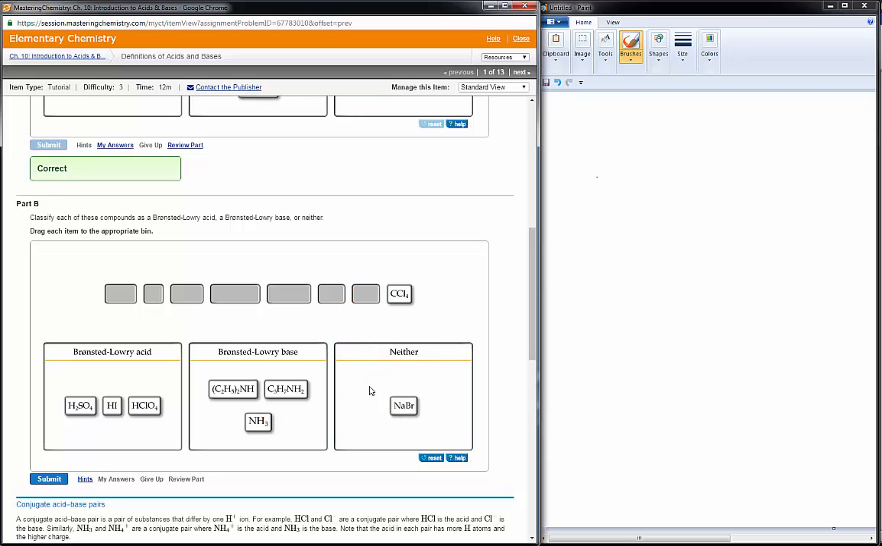NaBr would be neither, and same as CCl4. I'm not going to donate hydrogens because I don't have hydrogens to donate, and I don't really have room to accept a hydrogen in either case there.